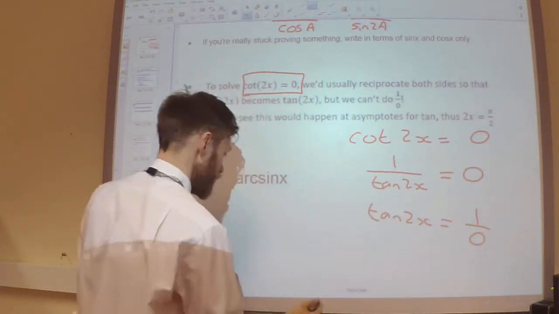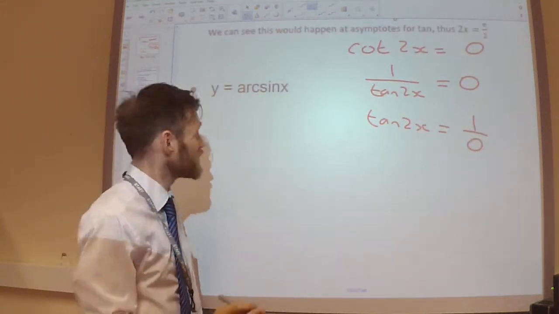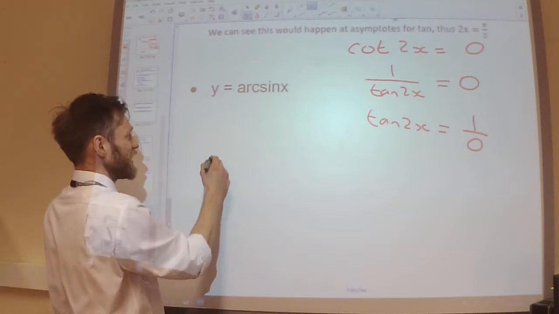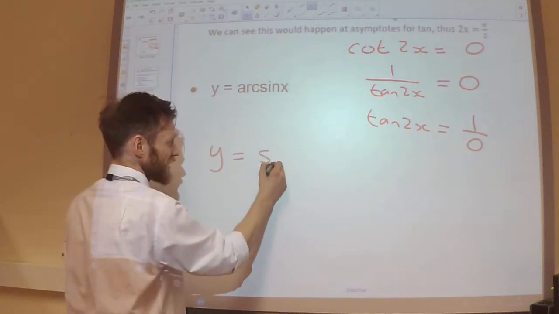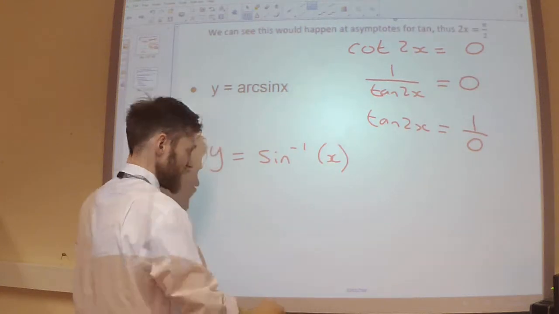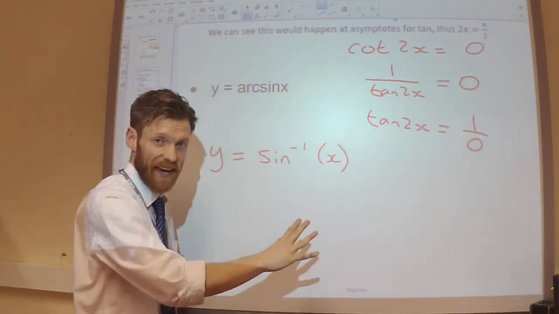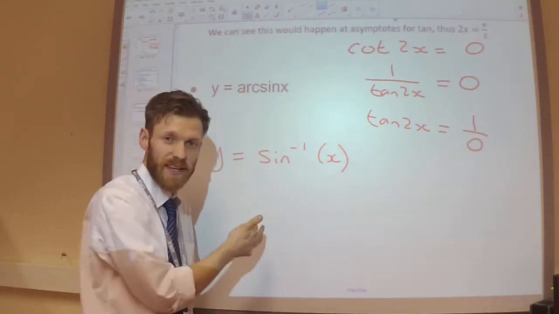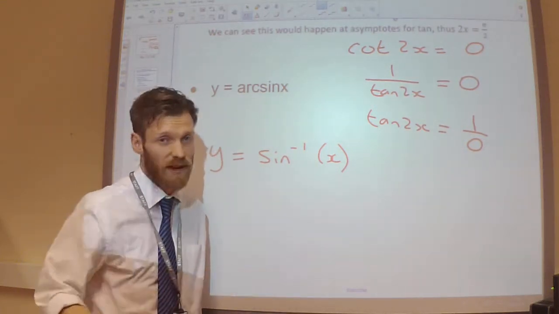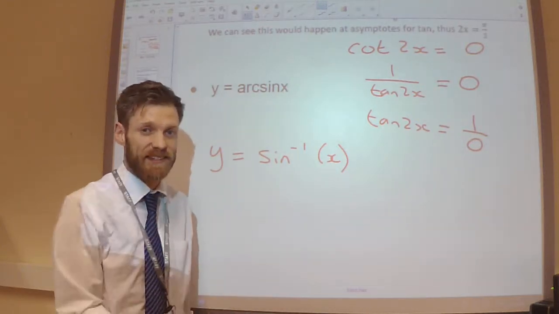Remember that. Last tip. Arc sine, I know some of you get really confused about that. You can just replace that. It means exactly the same thing as sine minus 1. So if you want to rewrite it like that, you can. Whether you're trying to solve an equation or sketch what it looks like as a graph or whatever it is, sometimes writing it like that will make it easier for you.